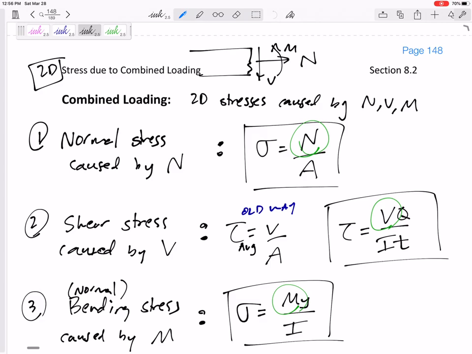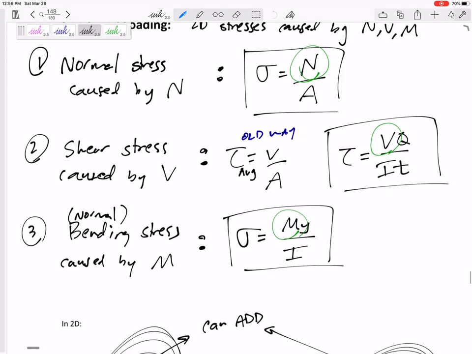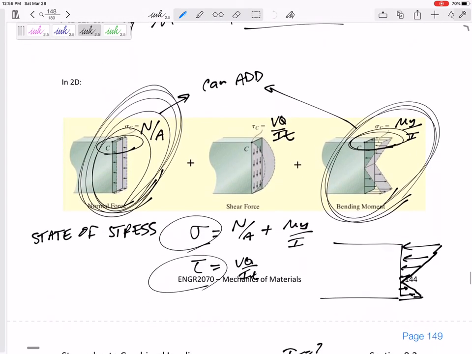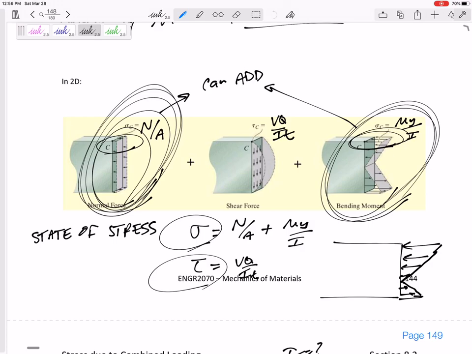We can look at the stresses caused by N, the stress caused by V, the stress caused by M. And the stress caused by N and the stress caused by M are the same type of stress. They are normal stresses. And we can combine those similar stresses because they're the same direction, same type of stress. So for 2D, the state of stress, the normal stress is N over A plus My over I. And the shear stress is VQ over IT.